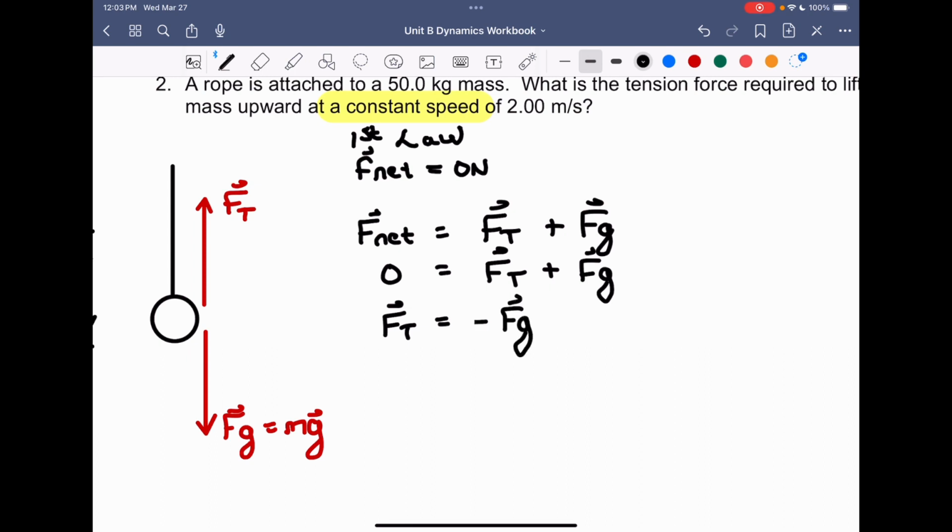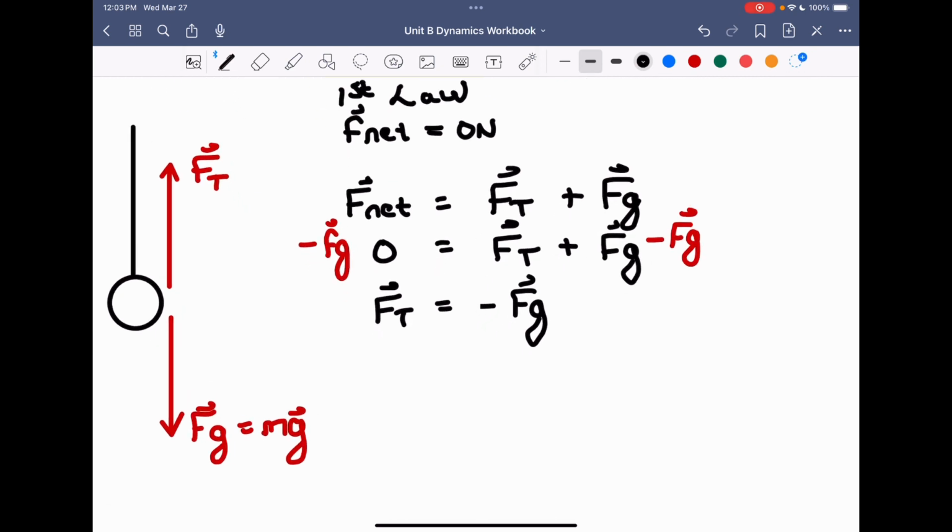And again, I haven't assigned any signs yet. All I've done was I subtracted the Fg, so I'm even going to do that algebraic step here. I subtracted the Fg from both sides here. When you subtract Fg from both sides, you get Ft equals the negative Fg with the vector symbol.